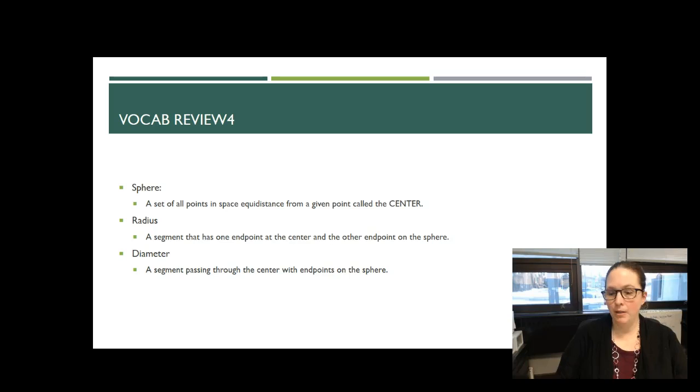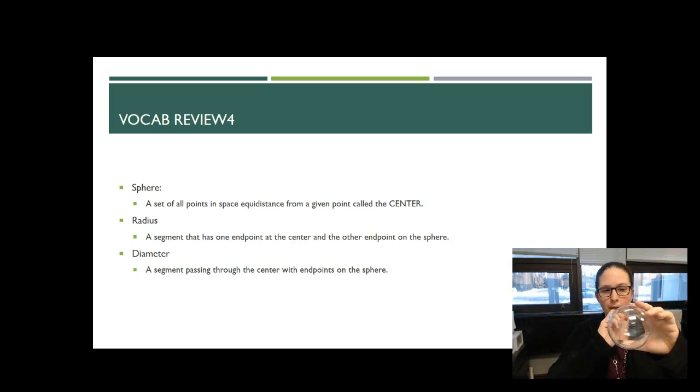So first off, we need to review a little bit of vocabulary. You'll notice that a sphere is technically defined as a set of all points which are equidistant from a given point called the center. Most of you are used to seeing this. Our sphere, if you can imagine like this, has a center that would be right about there. And then all of the points in that sphere are the same distance from that center point.